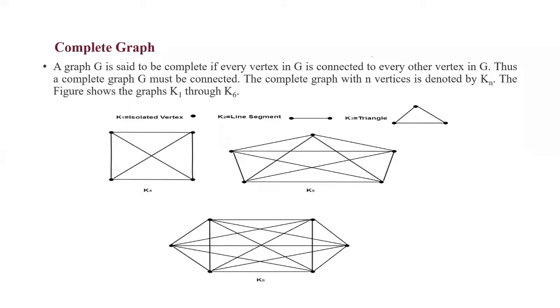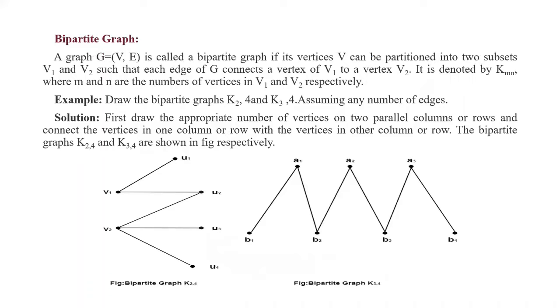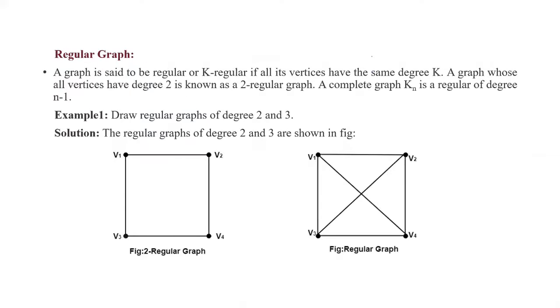So next, a regular graph. What is a regular graph? A graph is said to be regular, or k-regular, if all its vertices have the same degree k. The graph whose vertices all have degree 2 is called a 2-regular graph. A complete graph Kn is regular of degree n minus 1.